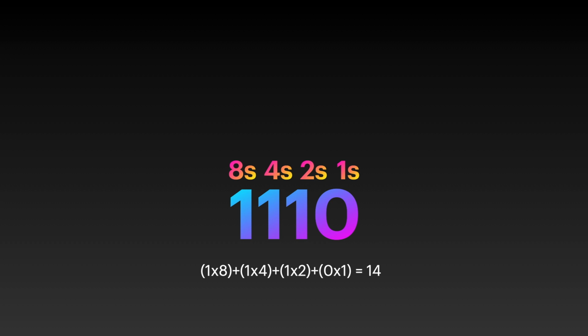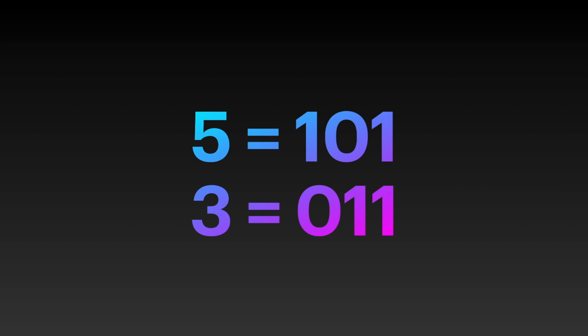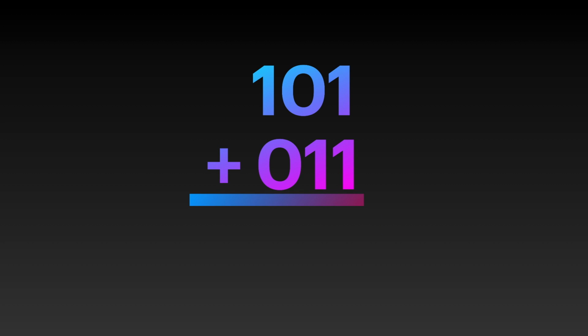Anyway, let's get back to the point. We want to calculate what 5 plus 3 is in binary. So let's convert both of those to binary. 5 is equal to 1, 0, 1, and 3 is equal to 0, 1, 1. Now we can get rid of the 0 on the 3, but it might be helpful. So now we have this addition.